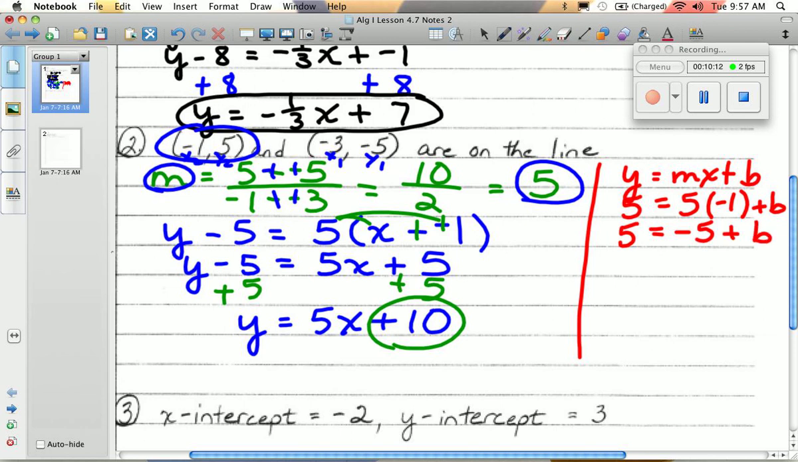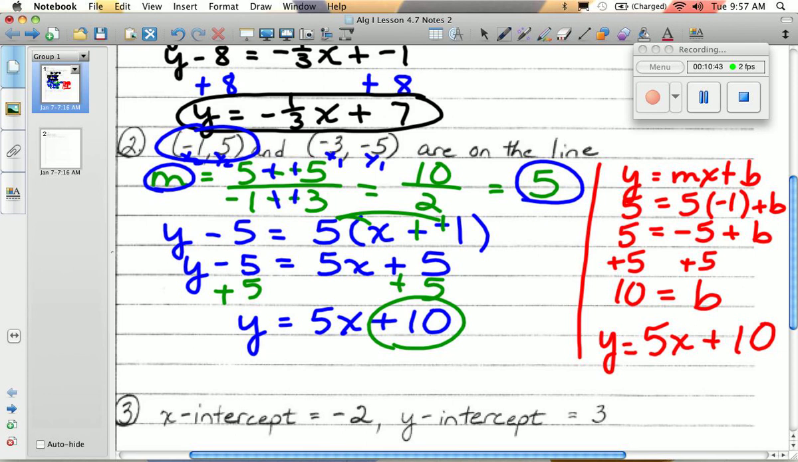And what would we do next here? Add 5 to both sides to get the b alone. And looky there, b is 10. And what would our equation be? Well, y equals, our slope is 5, our b is 10. So we get the same equation because that line that has those 2 points, it really is only one line. It only has one slope-intercept form name.